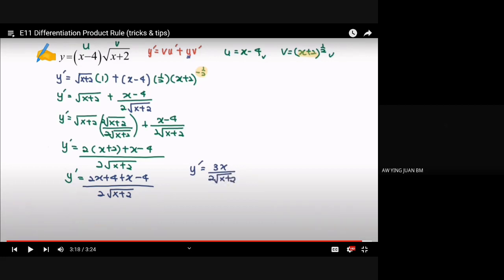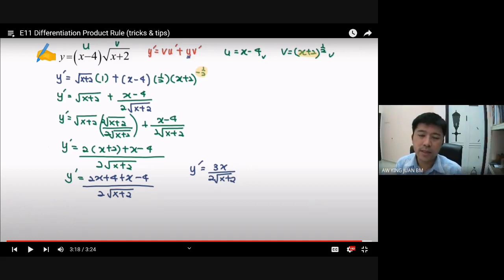Okay, so kalau you nampak lah ya, itulah cara dia, ketika deal with product rule. So seterusnya saya akan bergerak ke quotient rule pula. We are going to apply the quotient rule.